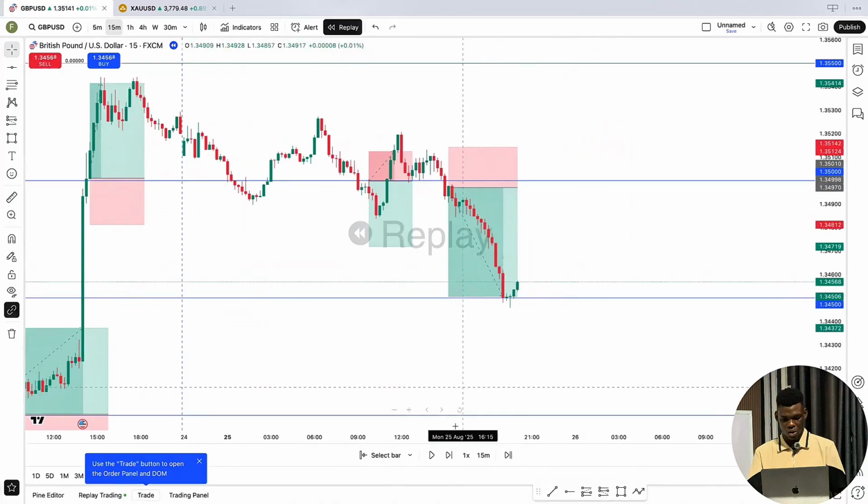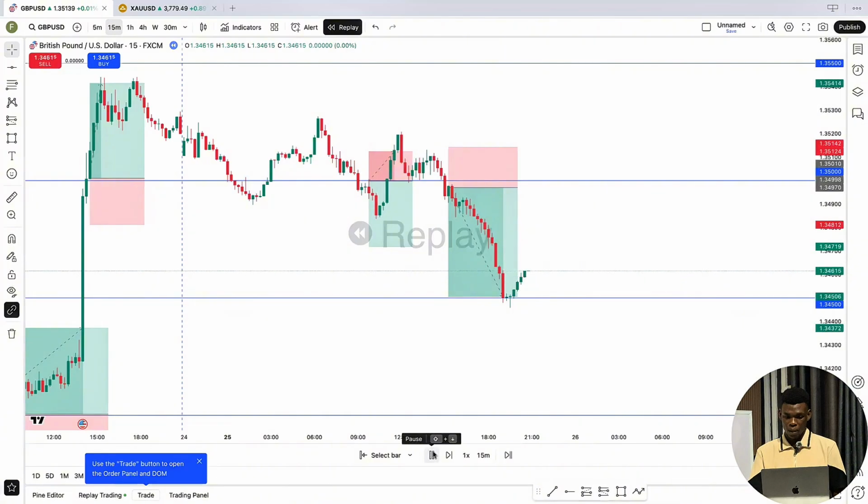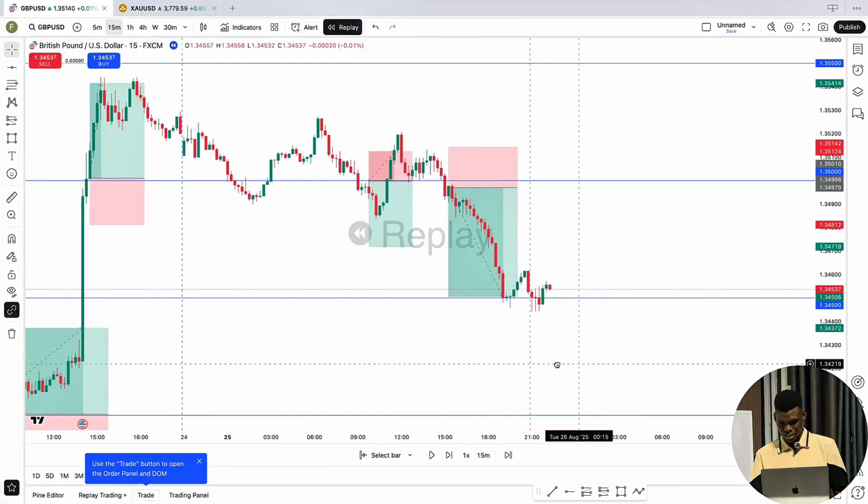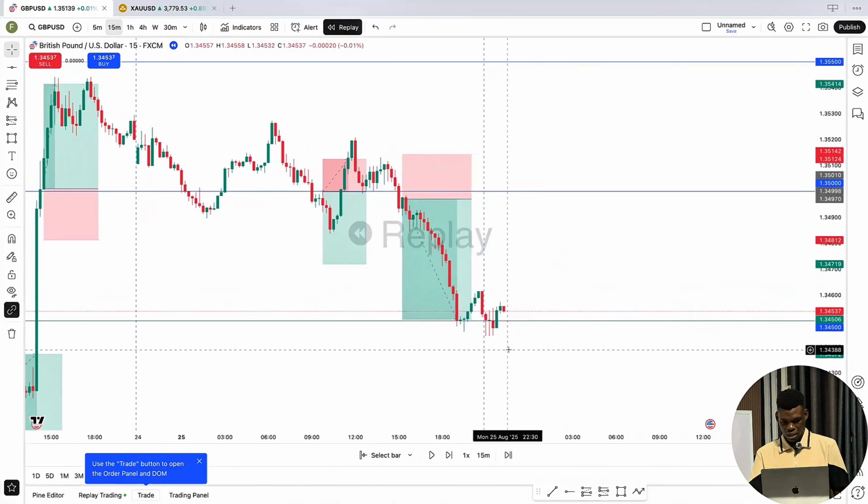It's around another psychological level. Let's see what will happen. It's rejecting. Let's see if it will not break. It will come back there and reject again. We'll take a buy. All right. So let's see. It has gotten there. Broken. Let's wait for a retest into this line. Then we'll go for a buy now.